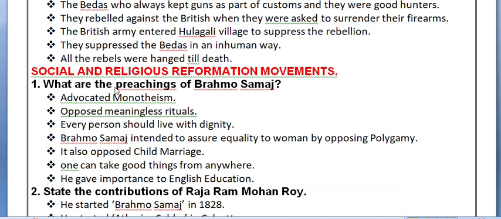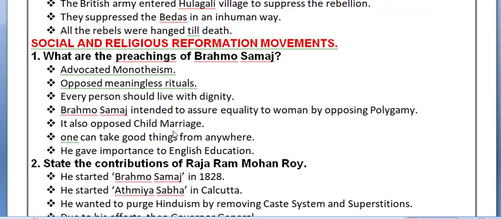The next lesson, social and religious reformation movement. Here is the question. What are the preachings of Brahmo Samaj? Advocated monotheism, opposed meaningless rituals, every person should live with dignity. Brahmo Samaj intended to assure equality to women by opposing polygamy. It also opposed child marriage. One can take good things from everywhere. He gave importance to English education.